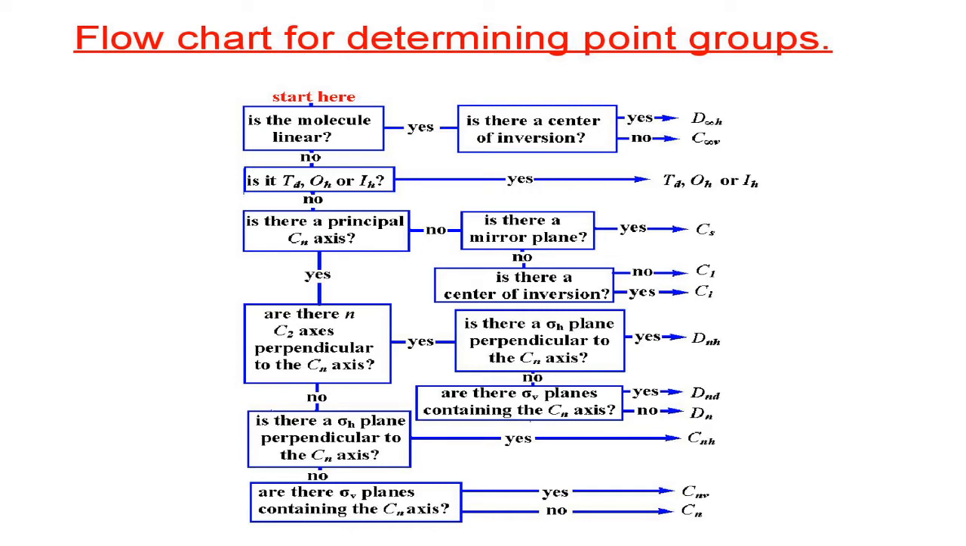The difference between D infinity h and C infinity V is, in D infinity h, we can say the example is carbon dioxide molecule, which is symmetric on both sides and possesses i. C infinity V contains HCN. In that case, it is unsymmetrical, but it is linear.